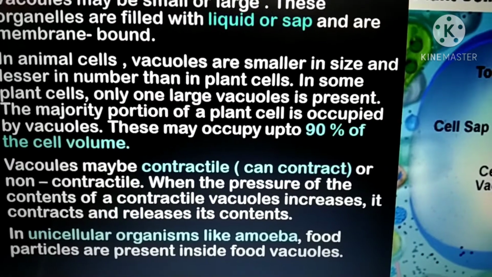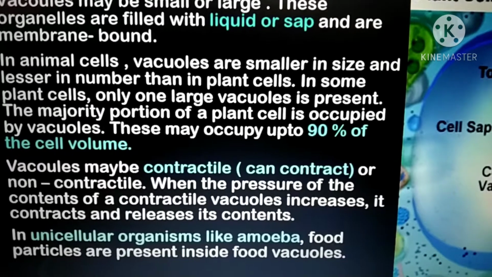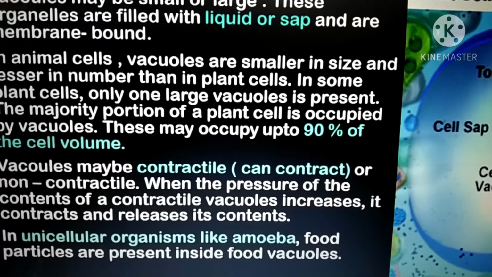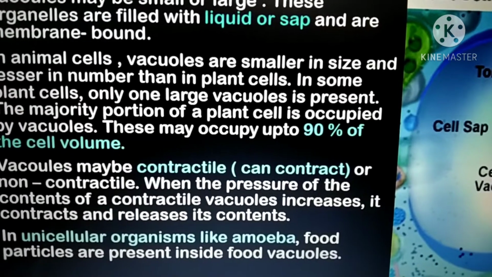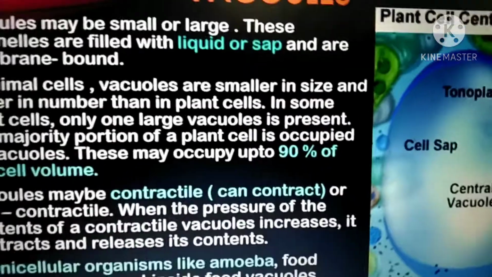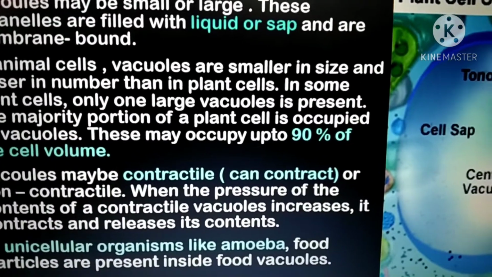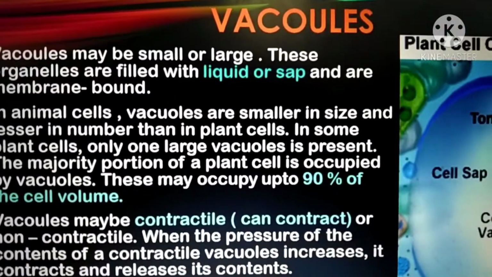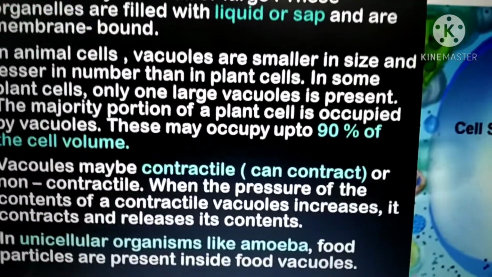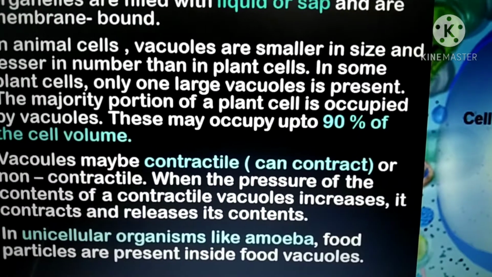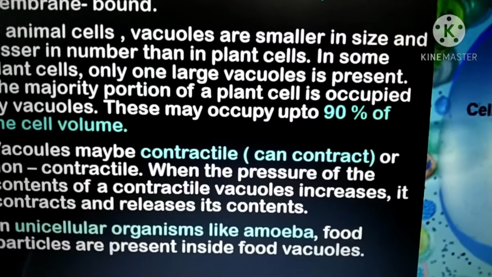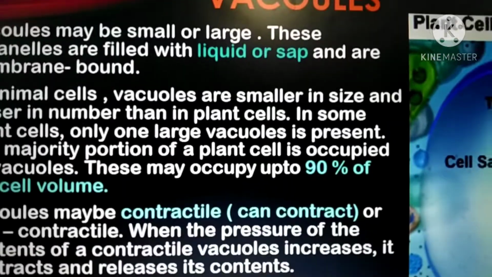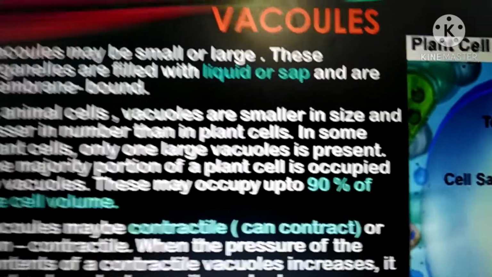Vacuoles may be contractile, meaning they can contract, or non-contractile, they can't contract. When the pressure of the contents of a contractile vacuole increases, it contracts and releases its content. So by this process only, the contractile vacuoles release their fats and various things that they store. The main purpose of vacuole is to store. In unicellular organisms like amoeba, food particles are present inside the food vacuole, and many major functions of this unicellular organism are performed by food vacuole, waste vacuole, and so on.